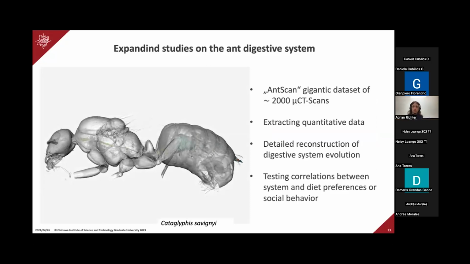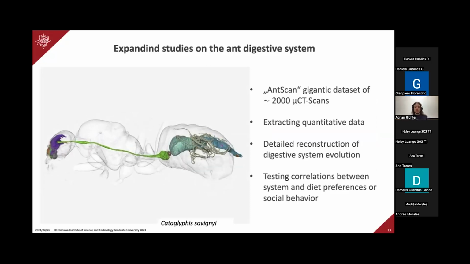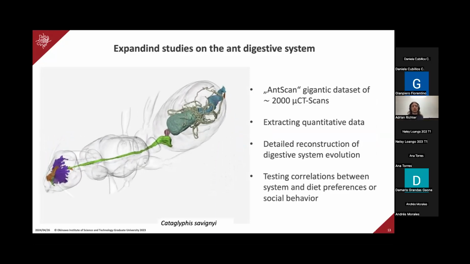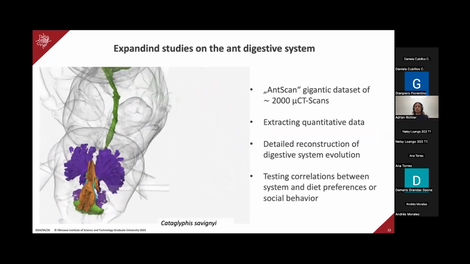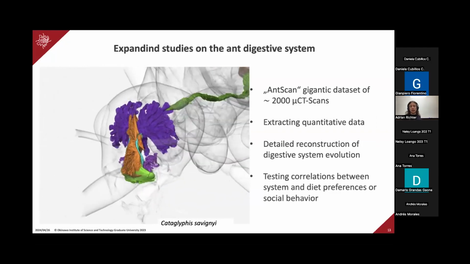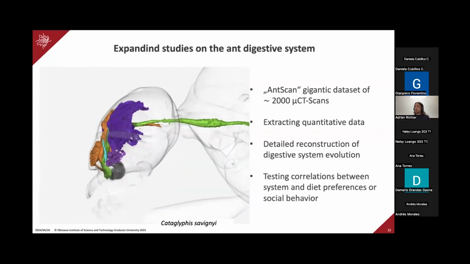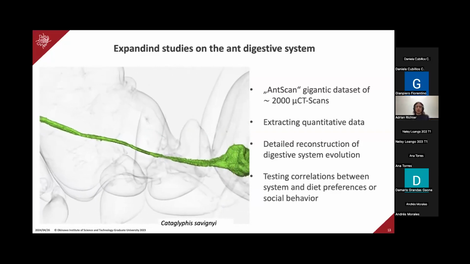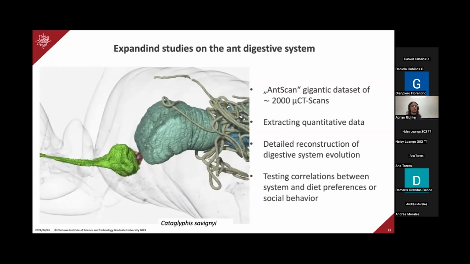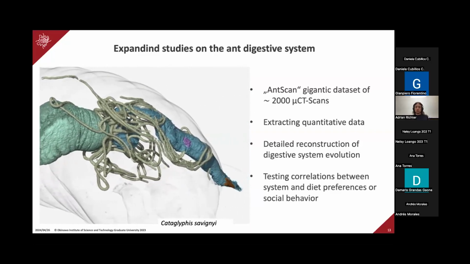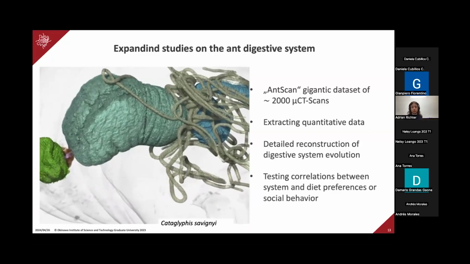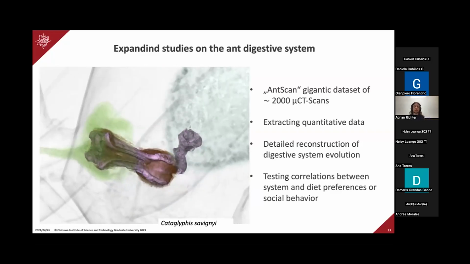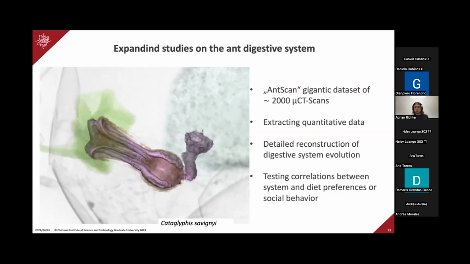And this sucking pump variation is only one aspect of the digestive system that is pretty interesting in ants. There's also other interesting variation going on, for example, in the glands in the head, in the musculature of the sucking pump, that I didn't go too much into today. And we also have other interesting features such as the proventriculus, which connects the social stomach of the ants and the actual digestive part.